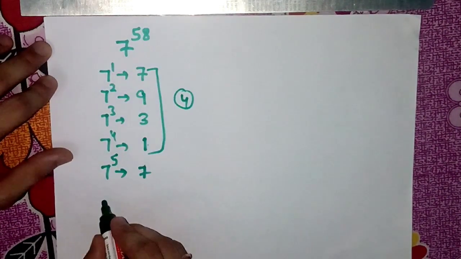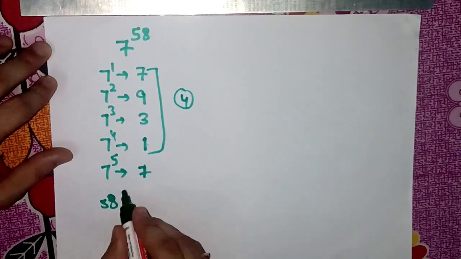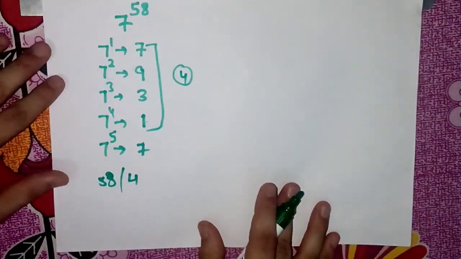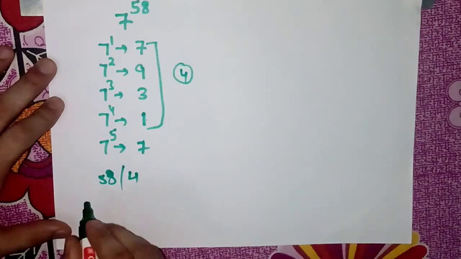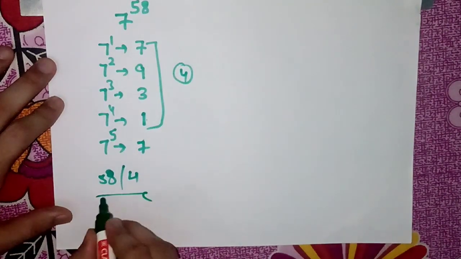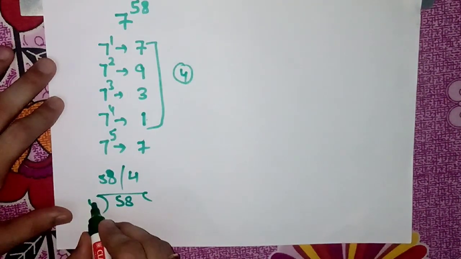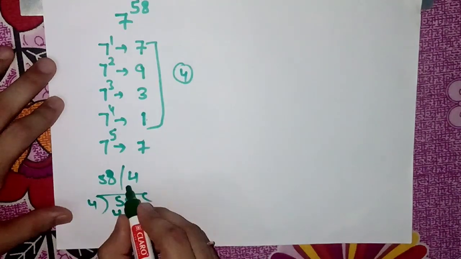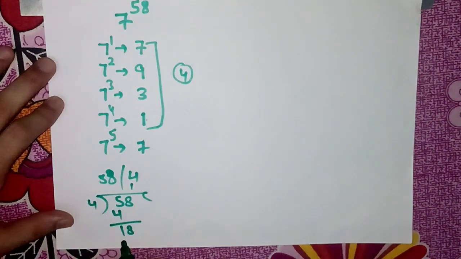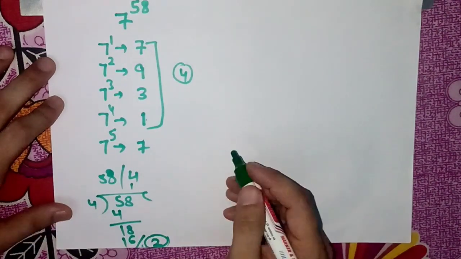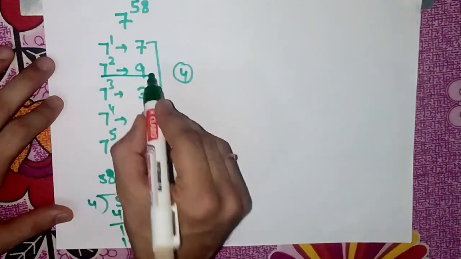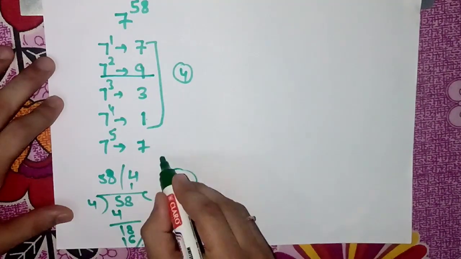You will divide 58 by 4. You can divide like this as well: 4 ones are 4, 1 8, 4 fours are 16. So the remainder is 2. Then the last digit will be 9.